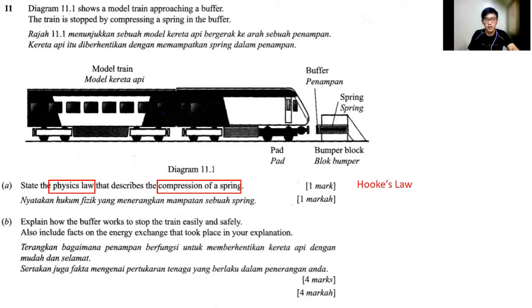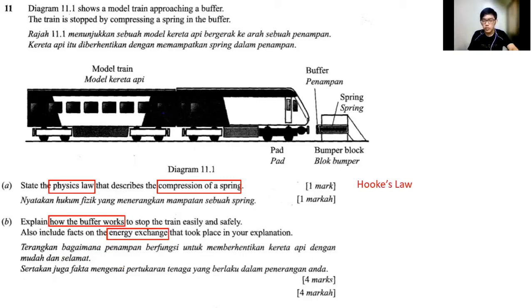Next, explain how the buffer works to stop the train easily and safely. Also include facts on energy exchange that take place in your explanation. So students have to answer on how the buffer works to stop the train, and also include your answer on the energy exchange.